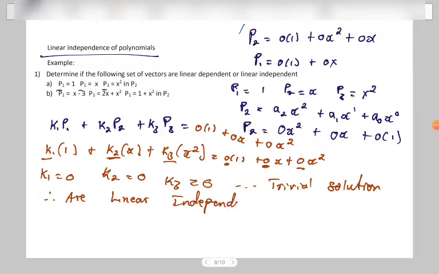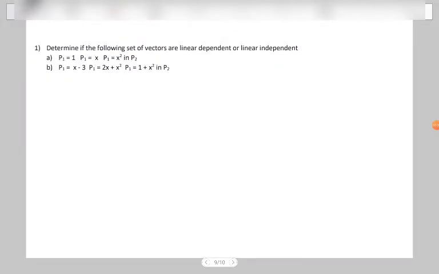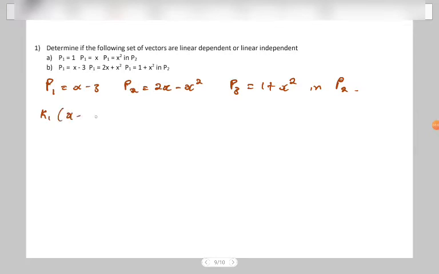So let's do the second one, B. P1 is x minus 3, P2 is going to be 2x minus x squared, and P3 is going to be 1 plus x squared. It's also in P2. So therefore we're going to have K1 multiplied by x minus 3, plus K2 multiplied by 2x minus x squared, plus K3 multiplied by 1 plus x squared.